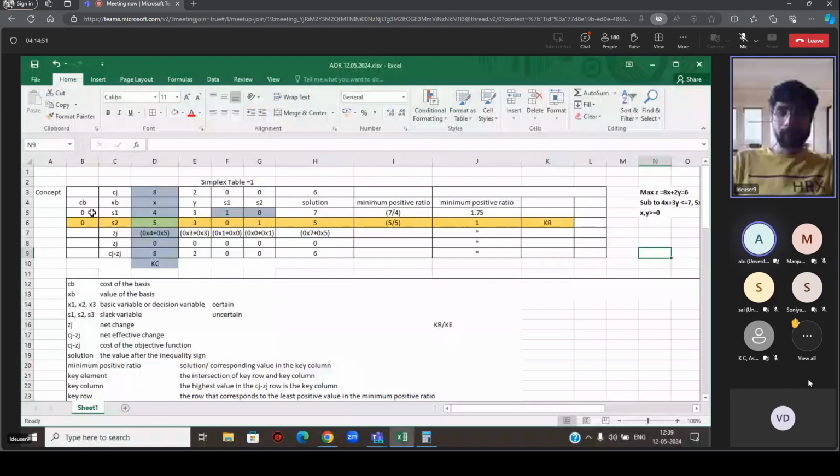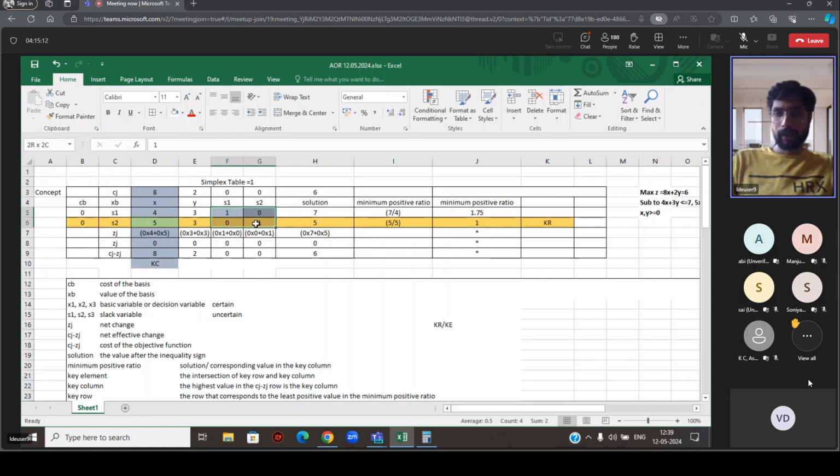Okay, then what you need to do, you need to take the coefficients. So here it is 8, 2, and 6. Okay, so 8, 2, 0, 0, 6. And then here if you see the other equation, it is 4x plus 3y less than or equal to 7. So 4, 3, 7 I have to take. So that is 4, 3, and 7.